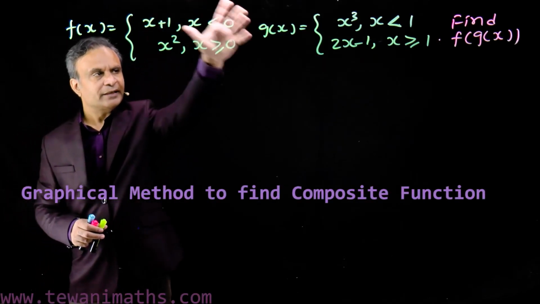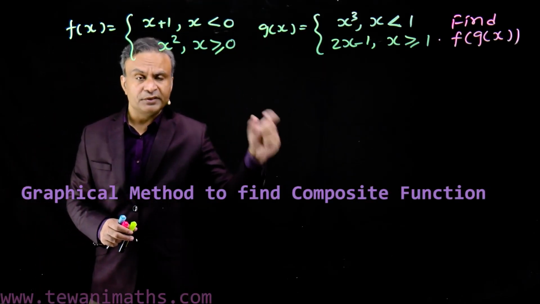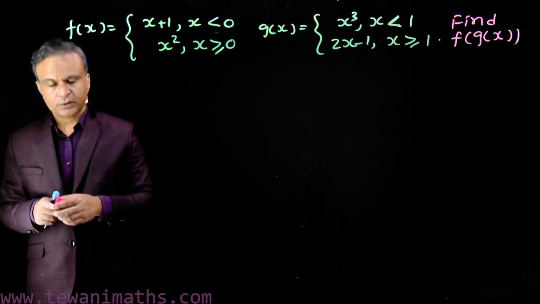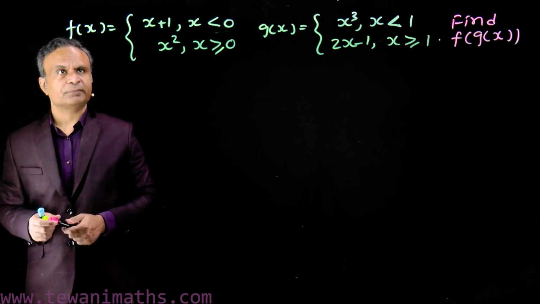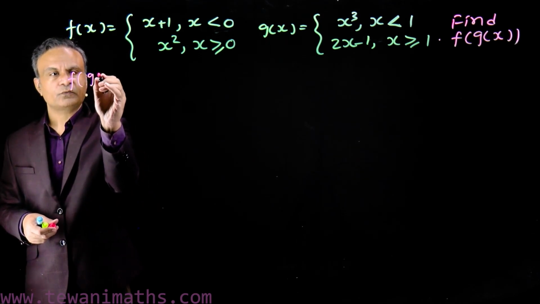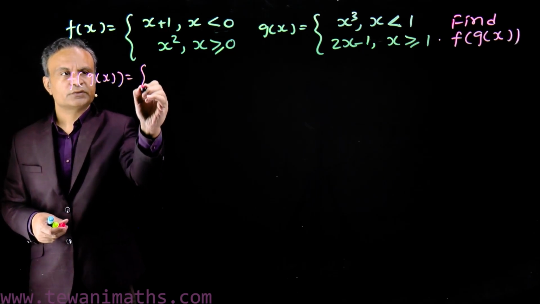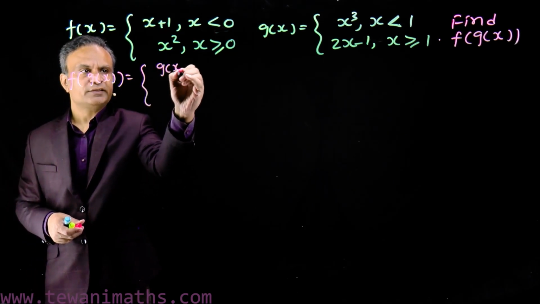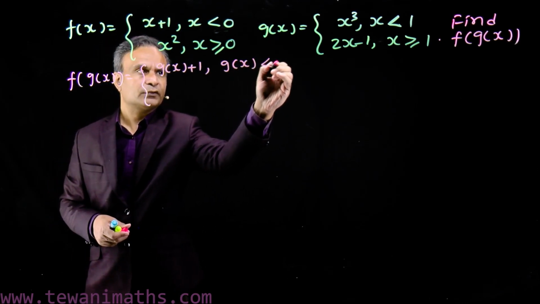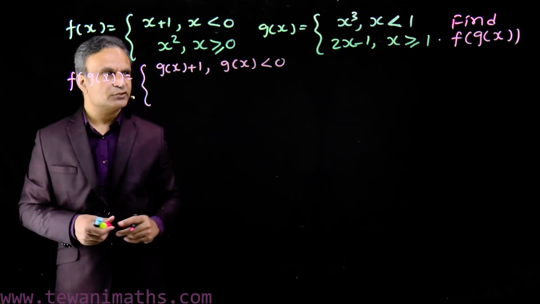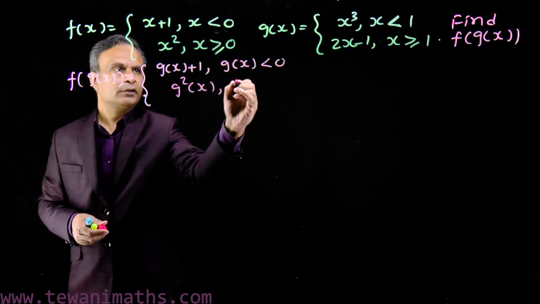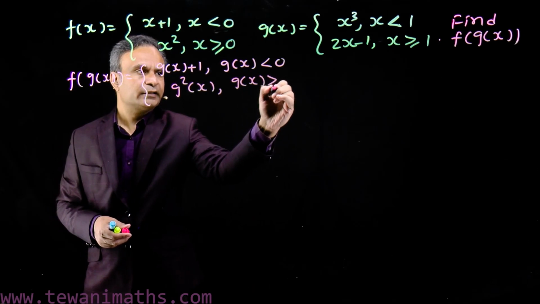Okay, now here both the participating functions f(x) and g(x) are in piecewise form and we have to find the composite function f of g(x). What will we do? In function f(x) we replace x with g(x) everywhere. So we have f of g(x) is equal to g(x) plus 1 if g(x) is less than 0, we are replacing x with g(x), and g square x if g(x) is greater than or equal to 0.